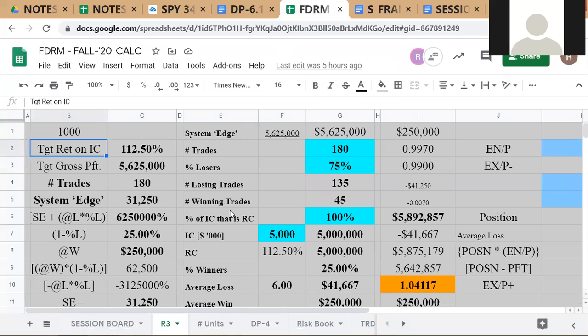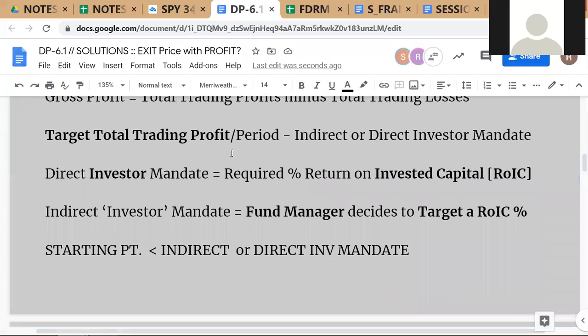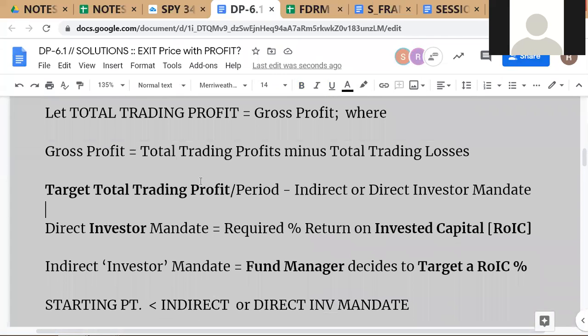So how do I get the target gross profit? Gross profit here is total trading profit. Okay. Gross profit is total trading profit. Now, this terminology is not correct actually, because we are defining total trading profits as only the total of the profitable trades. So this should actually be the gross profit.